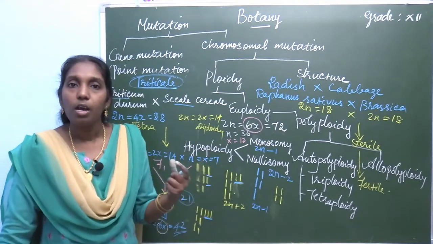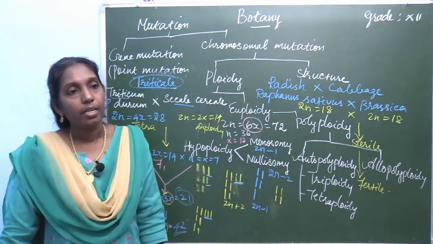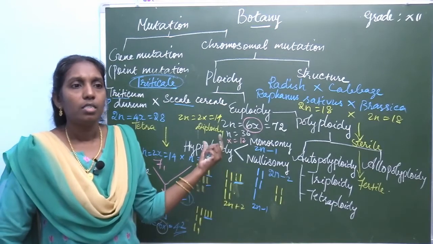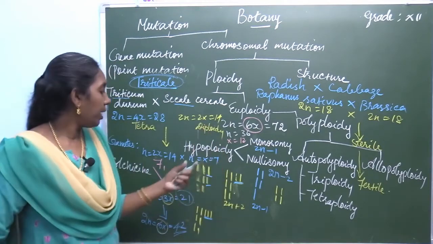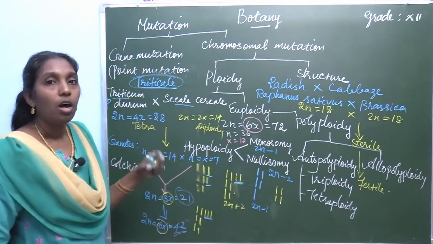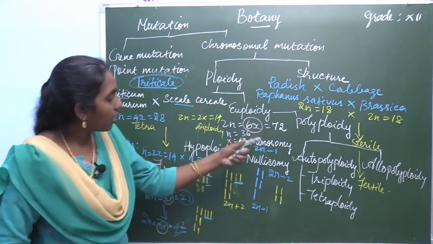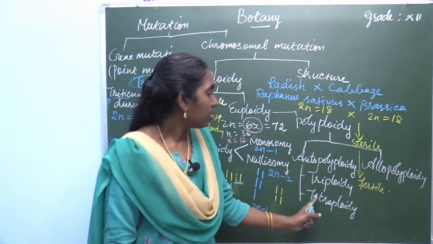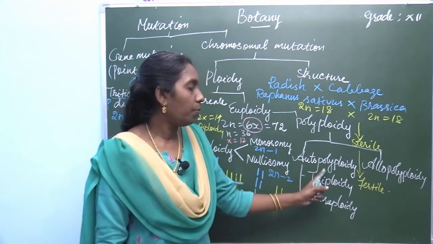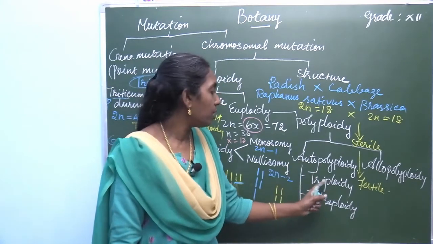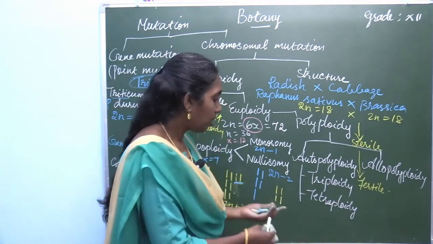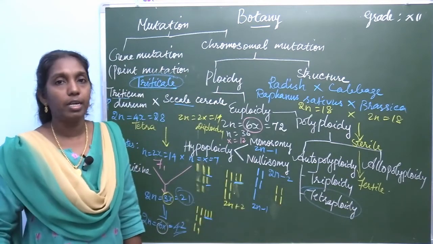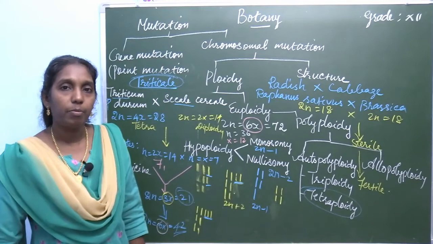Here it gives more vigorous plants, these autotetraploids, mainly tetraploids 4x. Here it is again classified. Polyploidy is classified into autopolyploidy and allopolyploidy. Autopolyploidy is classified into triploidy and tetraploidy. So this tetraploidy is important for improving the ornamental plants. The ornamental plants can be developed.